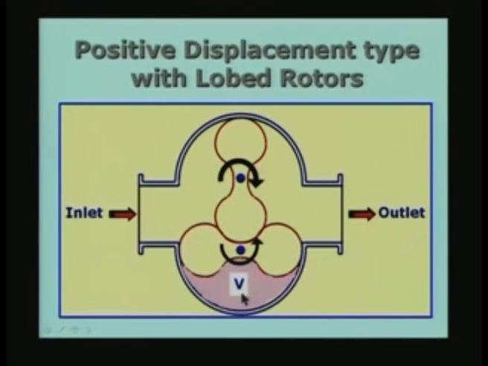Therefore, by knowing the volume and the number of rotations performed per second, all I have to do is measure the rotational speed of the rotor. I will be able to find out the volumetric flow rate, dividing the volume by the time it takes for this to be taken from this side to this side. So, this is positive displacement.